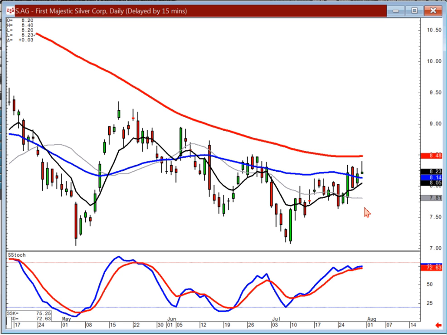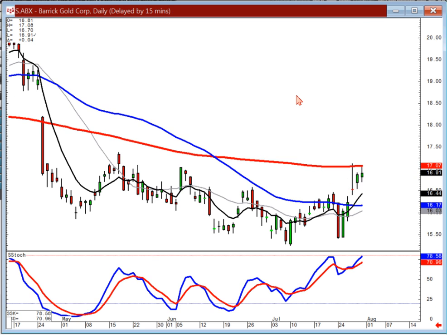AG, you stay long. But again, you want to see this open positive. If it opens lower, you're still caught in the sideways channel. Was ABX. That one's a little bit more lively. I'd be a buyer of this if it came up through the 200-day moving average.